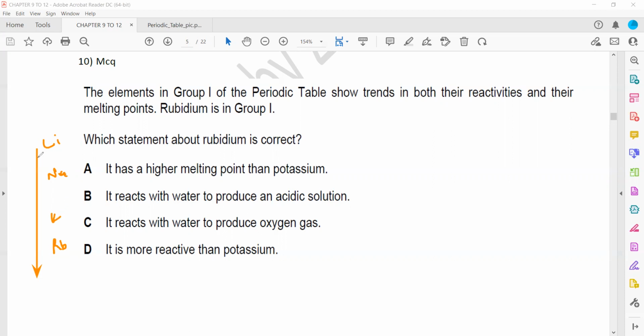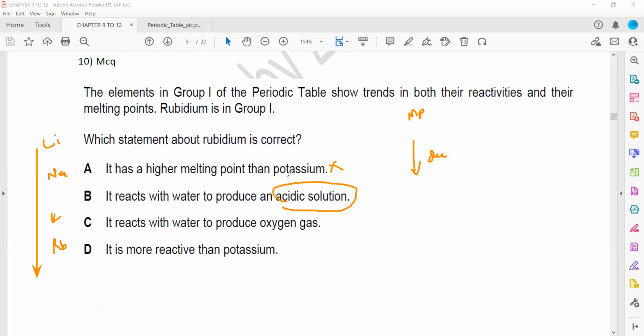So what happened to the reactivity? Reactivity increases. What happened to the melting point for group 1? The melting point decreases as we go down the group. So rubidium cannot have a higher melting point, because the melting point decreases as we go down the group, especially for group 1. It reacts with water to produce acidic solution.